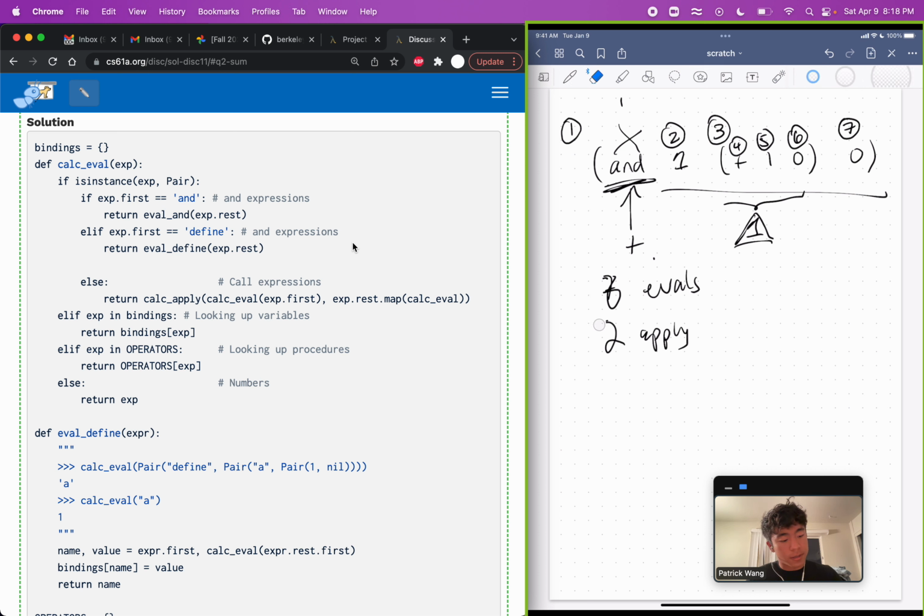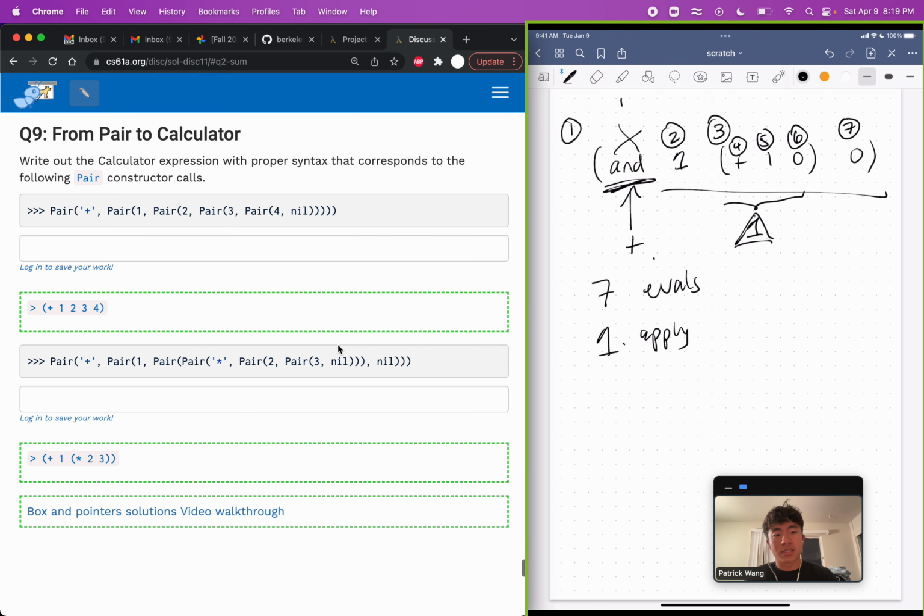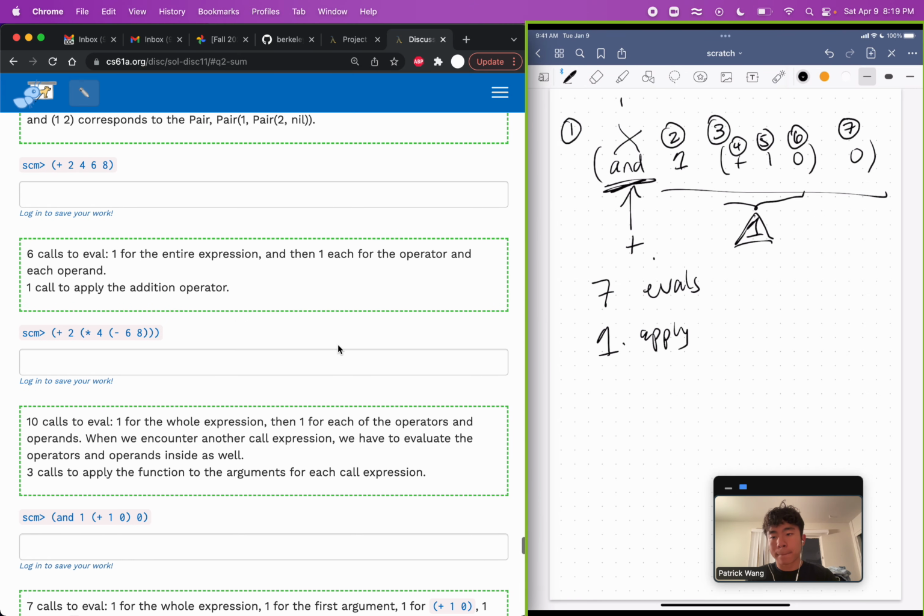But what ends up happening is that with a special form, we don't evaluate that and operator, and we don't apply that and operator on the elements. We just directly call this special form function. And so because of this, we end up with 7 evals and 1 apply.